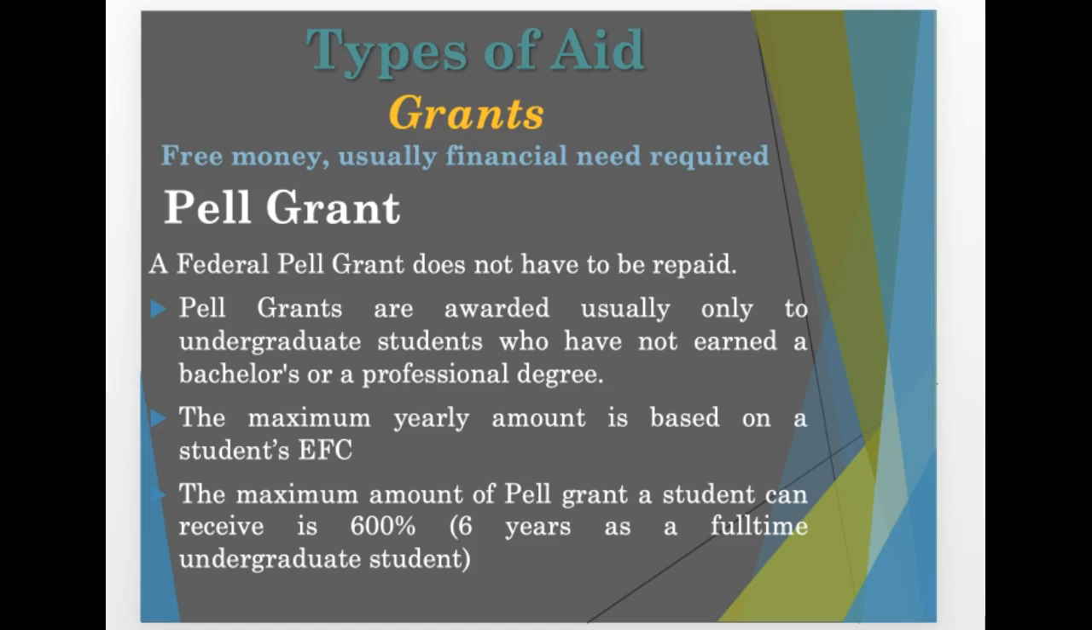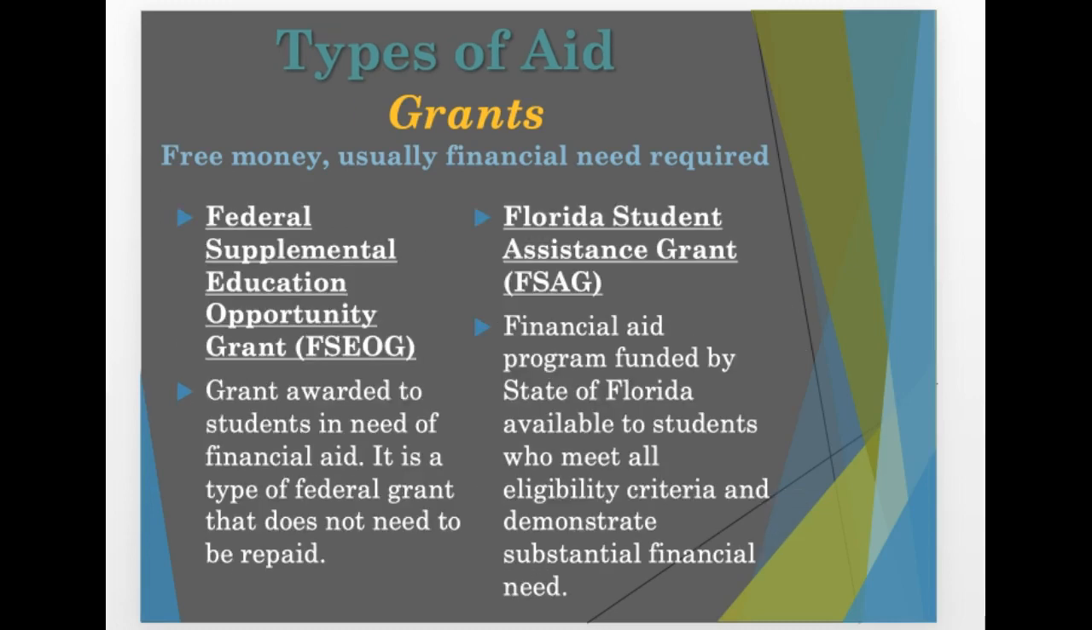The maximum amount of a Pell Grant a student can receive is 600% or 6 years as a full-time undergraduate student. So you can max out your Pell Grant. You can't continue to get it for 10 and 20 years. It's typically 6 years, a full amount that you can get, and then you are maxed out with a Pell Grant. There are other federal grants.